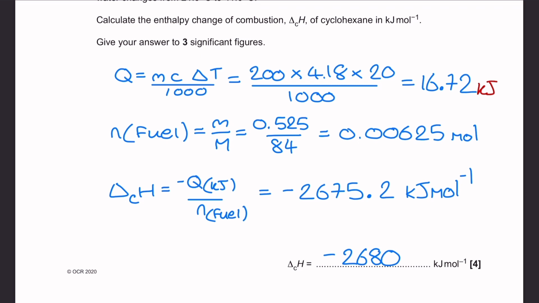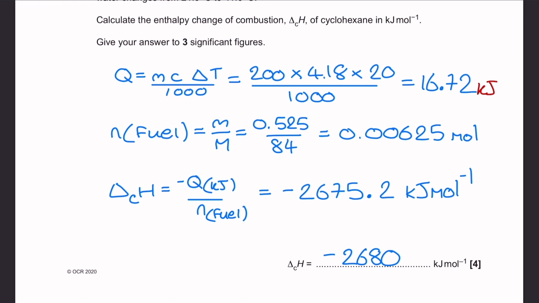So I do Q equals MC delta T to kick off. The M is going to be the mass of the water, so that's 200 centimeters cubed converted into 200 grams, just there. C is from my data sheet, it's the specific heat capacity of water, 4.18, and 20 is my temperature change. That gives me an answer in kilojoules of 16.72. The fuel moles, not the oxygen moles, the fuel moles is found by doing the mass of the fuel that was used divided by the molar mass of the fuel, and that gives me a mole value of 0.00625 mole. Obviously, you could write that in standard form if you wanted to, which would be 6.25 times 10 to the power of -3.